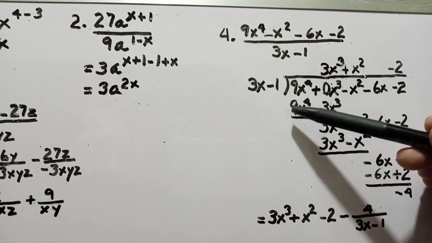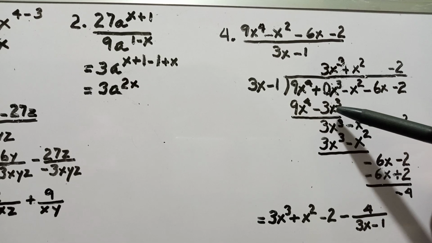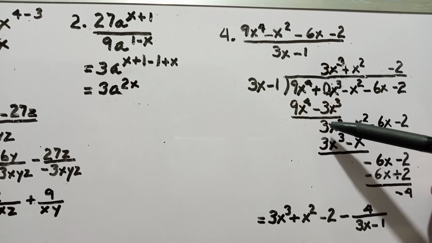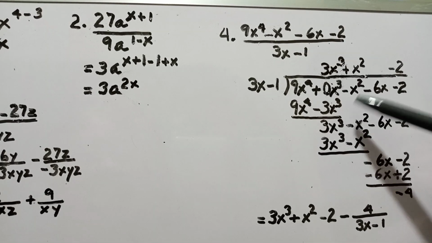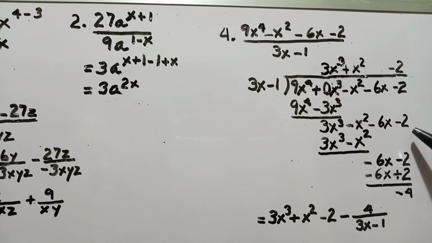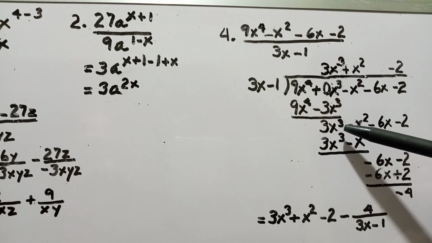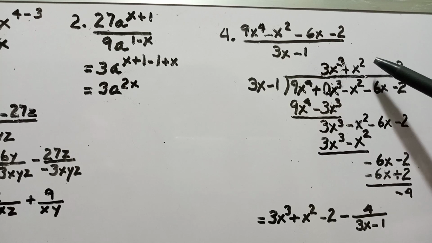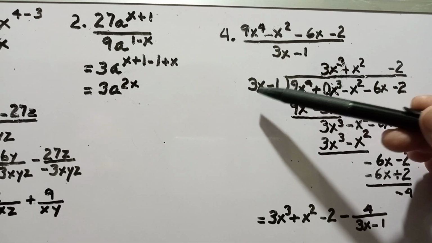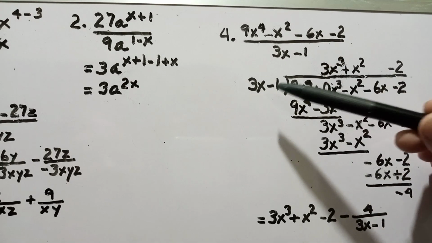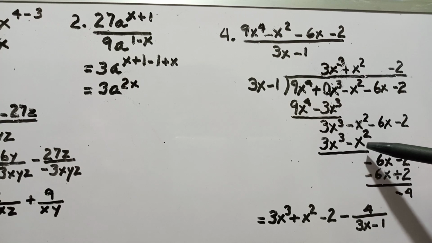So subtract. This becomes negative, so that is 0. And then this negative becomes positive. And then that's the reason why you have 3x cubed, positive 3x cubed. And then bring down the minus x squared, minus 6x, minus 2 here. Now let's divide now. 3x cubed divided by 3x, that would be x squared. And then x squared times 3x, that would be 3x cubed. And then x squared times minus 1, you have minus x squared.